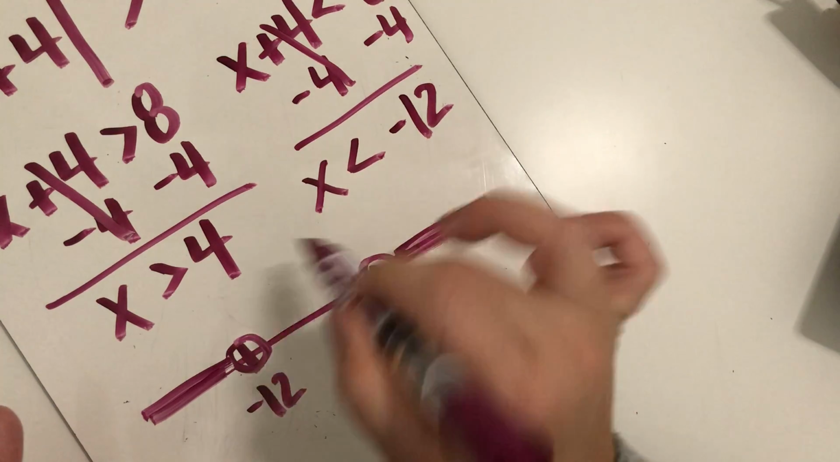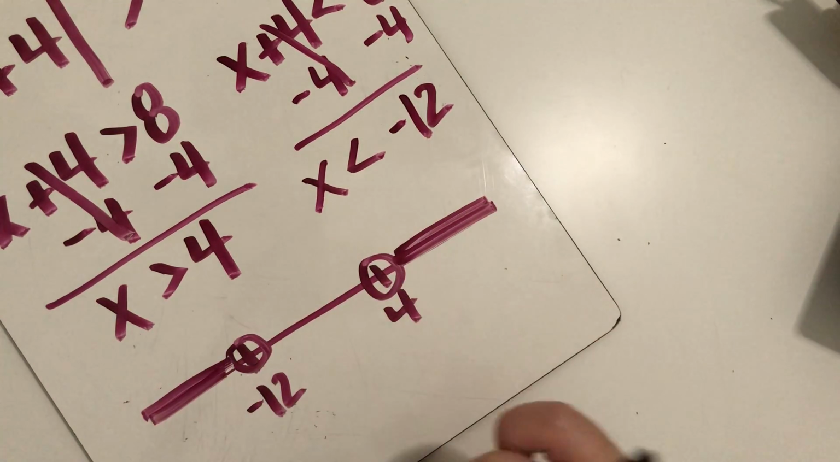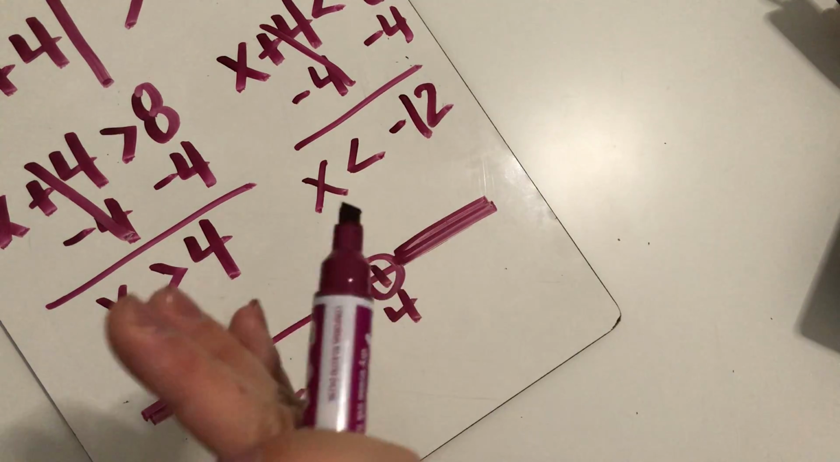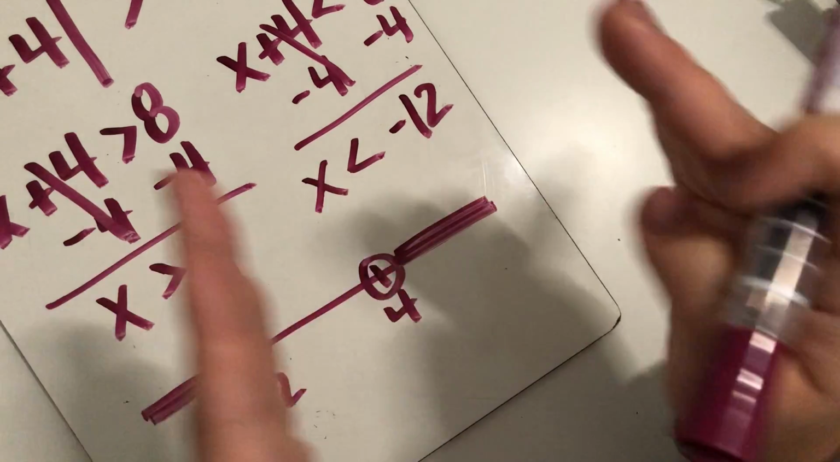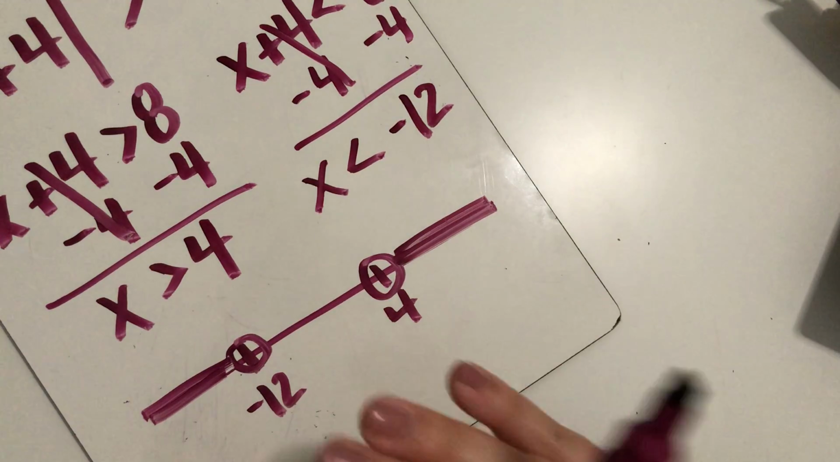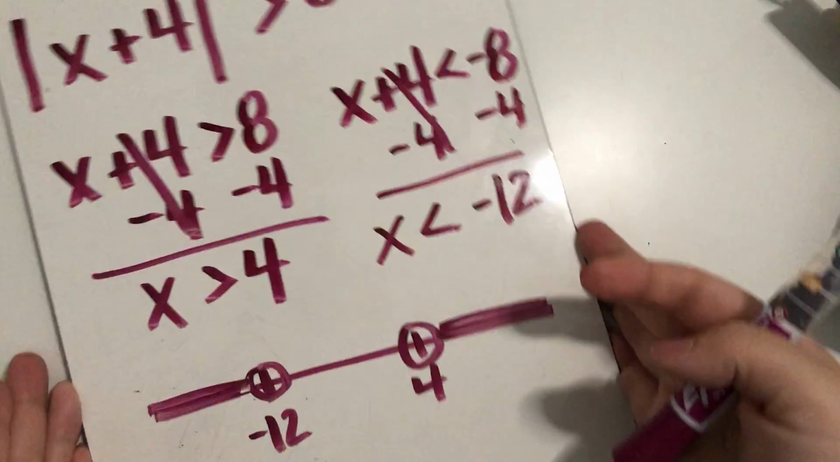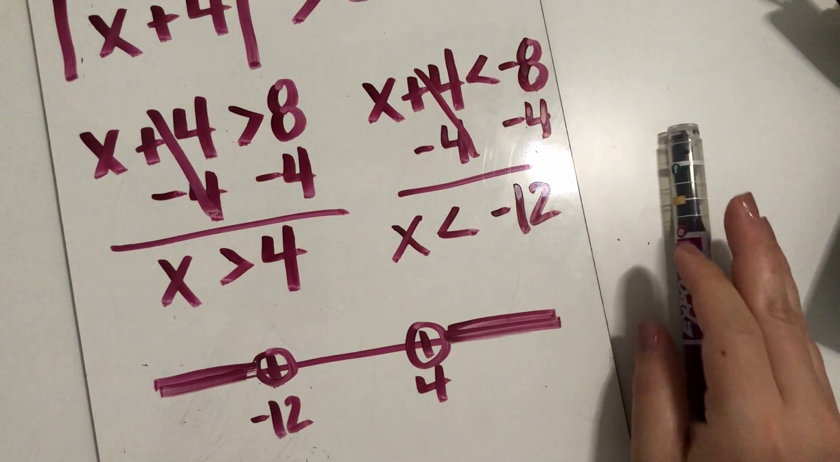Notice this big old gap in the middle. They don't have overlapping solution points. They go in opposite directions. So it's either going to work for one side or it's going to work for the other side, but it's never going to work for both, okay?